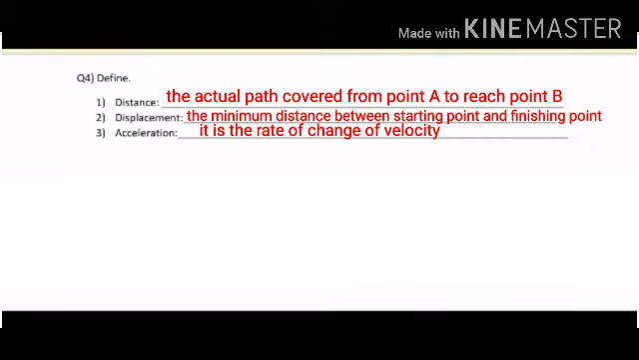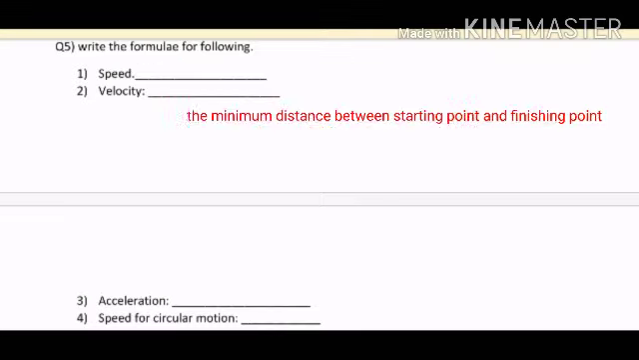Next question is define distance. What is distance? It is the actual path covered from point A to point B. Then displacement. We have already seen displacement is the minimum distance between starting point and finishing point. And then acceleration. What is acceleration? It is the rate of change of velocity.